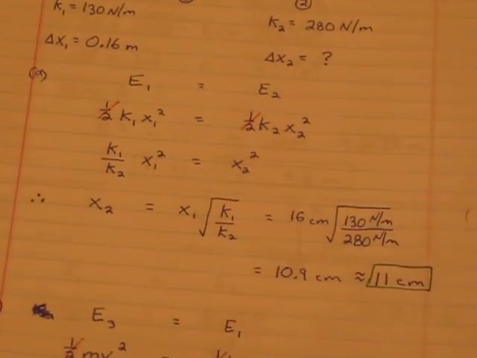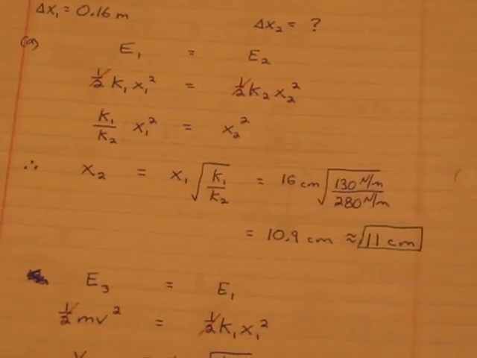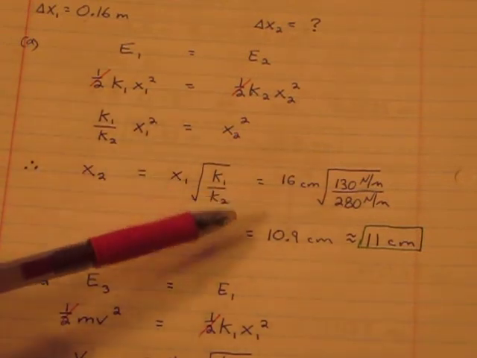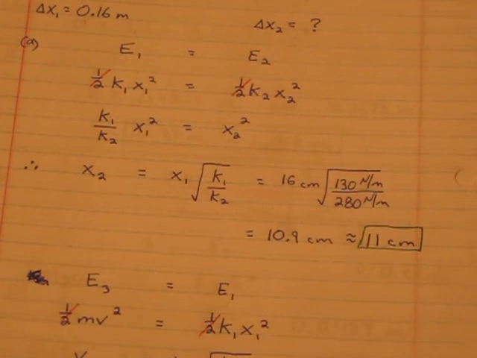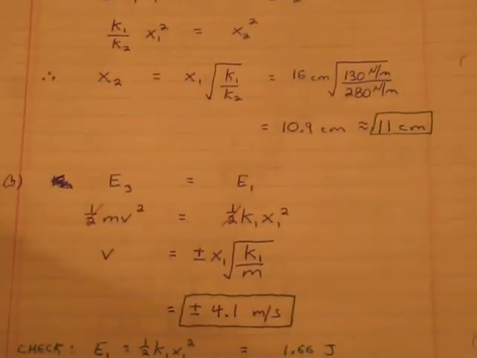We plug in the numbers and get 16 centimeters times this ratio, and it becomes 10.9 centimeters. I'll round that to 11 centimeters. The next question asks, how fast is it going when it's in the middle?